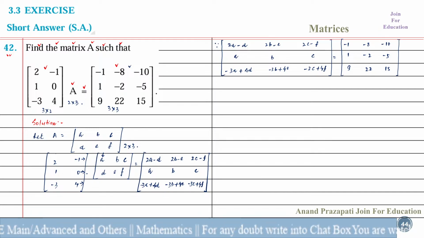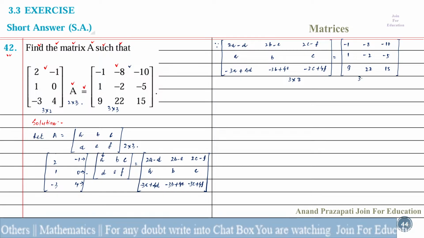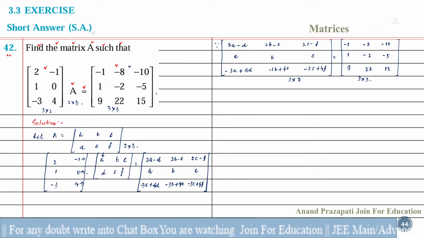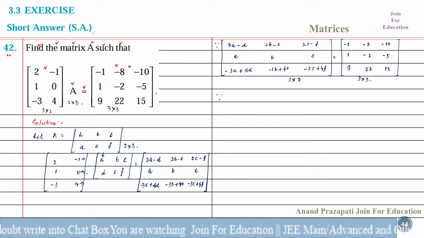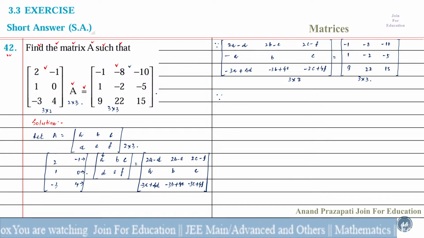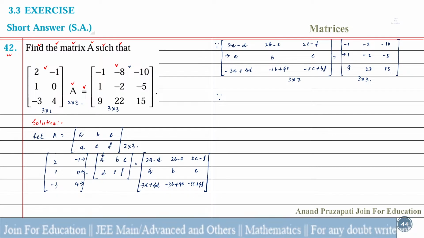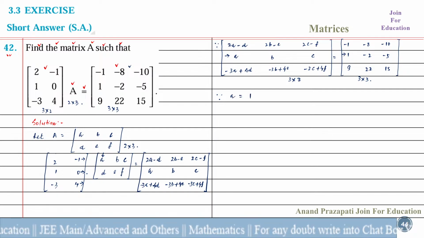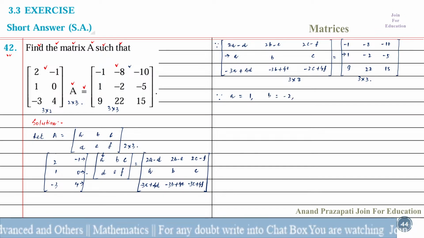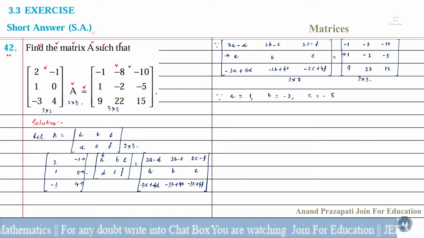The order of this matrix is 3 by 3, and the order of this matrix is also 3 by 3. Now equating the corresponding elements to get the values of a, b, c, from the second row we get a equal to 1, b equal to minus 2, and c equal to minus 5.